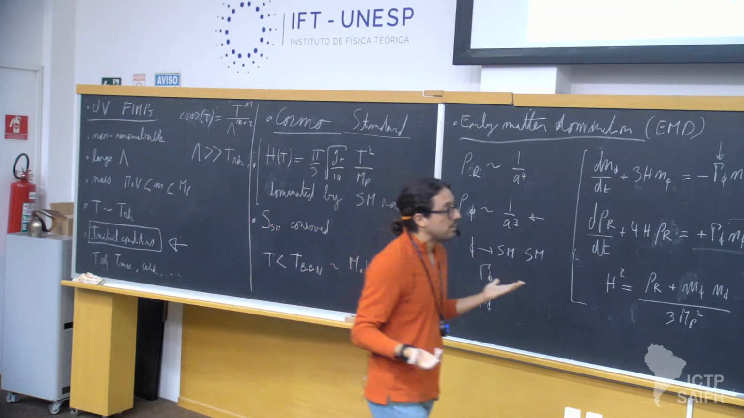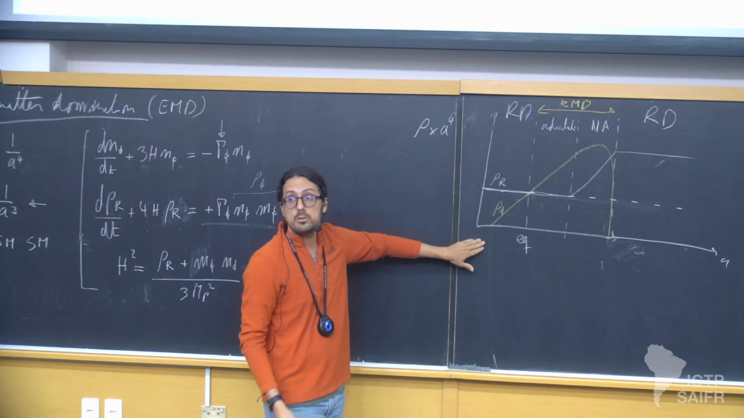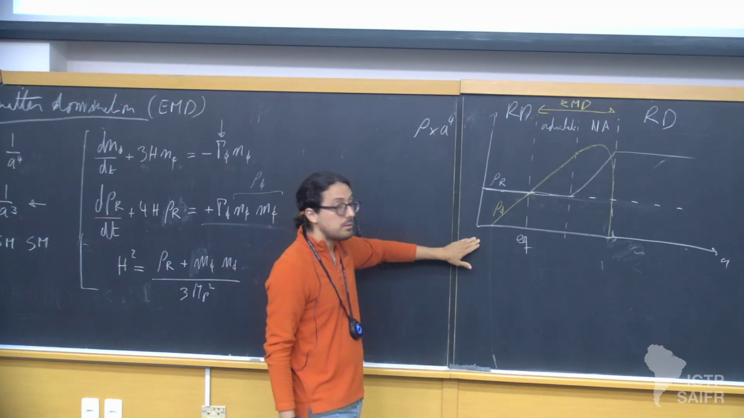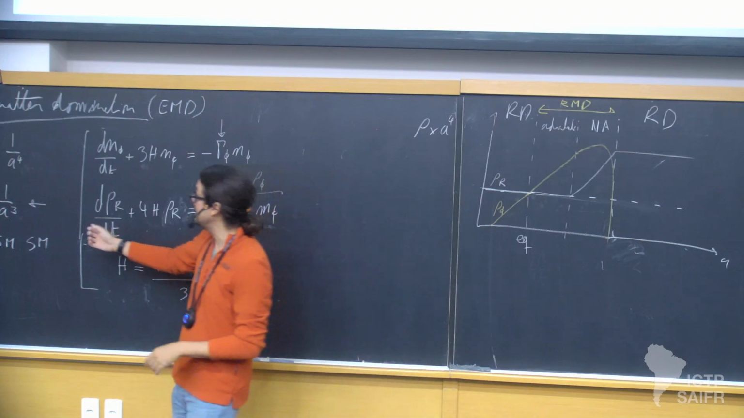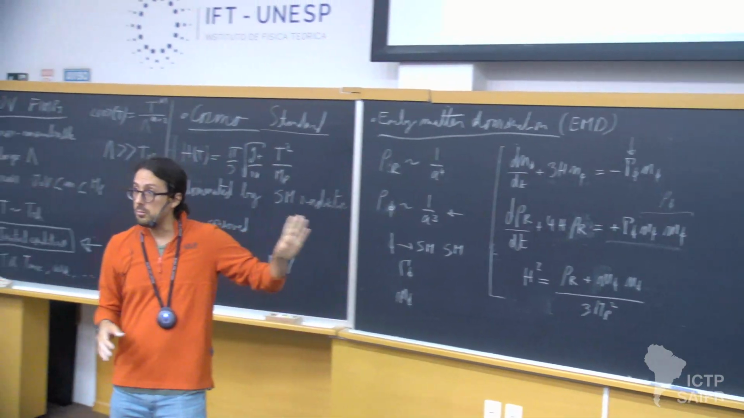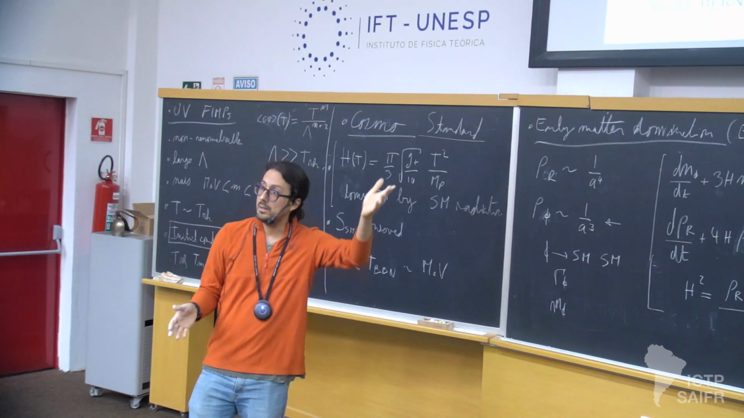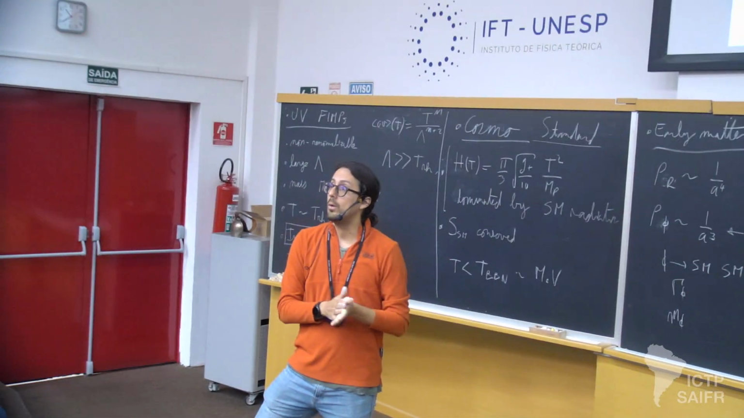Because the point is that it could be completely subdominant at a very early universe. But if it's not relativistic, its energy density scales differently. So it can naturally become dominant, even if at the very beginning it's completely subdominant. Like dark matter, right? It could be subdominant, and at some point you have the equality.